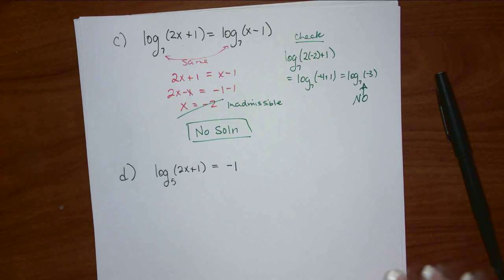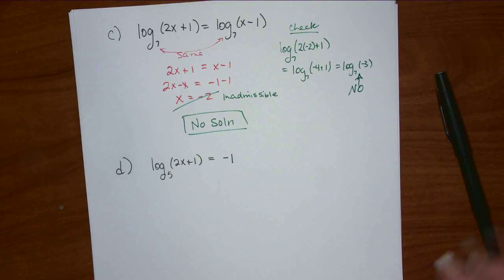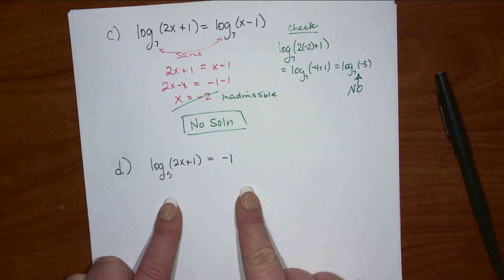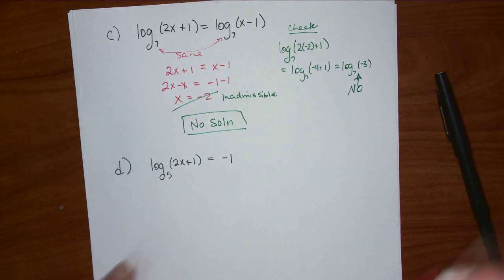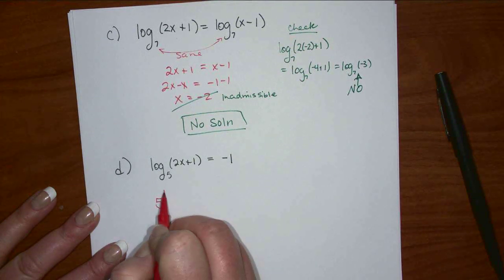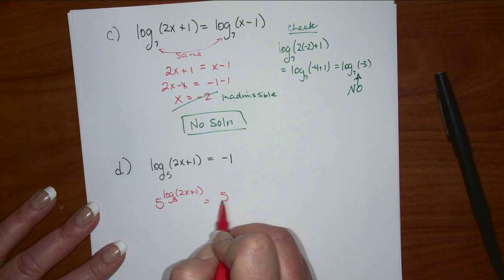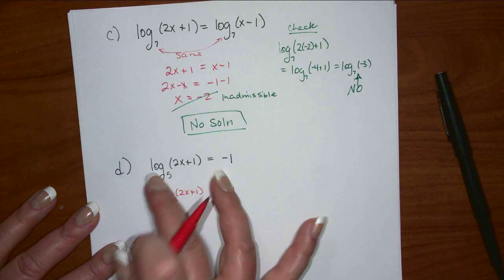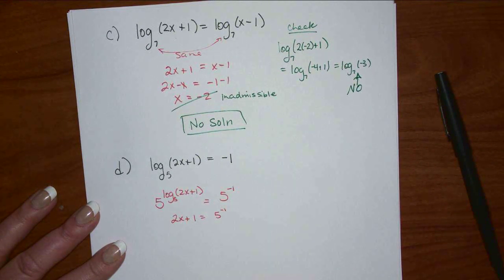Okay, so this would be the next type, where we have just a single log, so we can't sort of compare them and cancel. We have a single log, and a log can equal a negative. It just can't have a negative in as the argument. So what do we do to get rid of the log base 5? Raise it to the power of 5. So we put that 5 on both sides, and these are now the exponent. That would cancel. We would have 2x plus 1 equals 5 to the negative 1, which is 1 over 5.